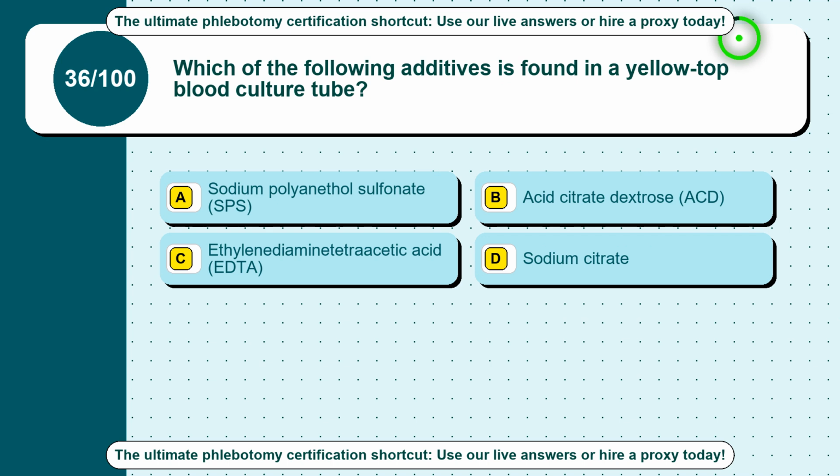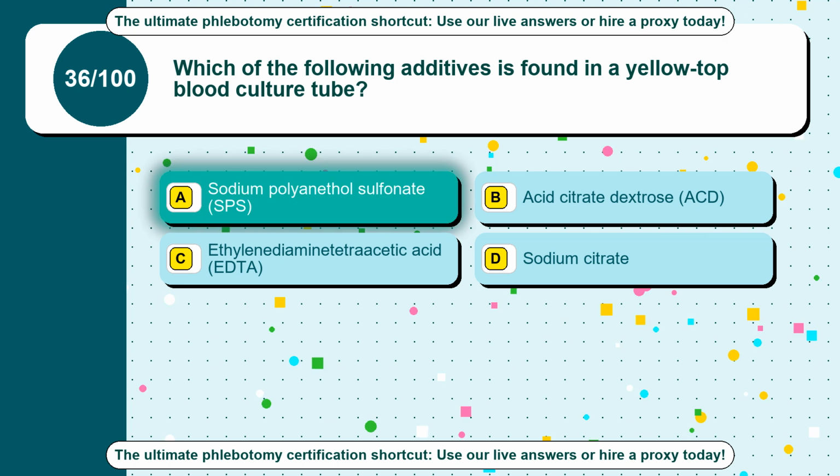Question 36. Which of the following additives is found in a yellow top blood culture tube? Option A. Sodium polyanethol sulfonate, SPS. Option B. Acid citrate dextrose, ACD. Option C. Ethylenediamine tetraacetic acid, EDTA. Option D. Sodium citrate. The correct answer is option A.